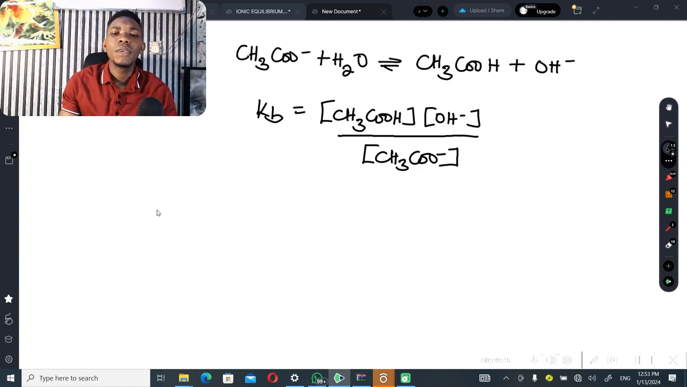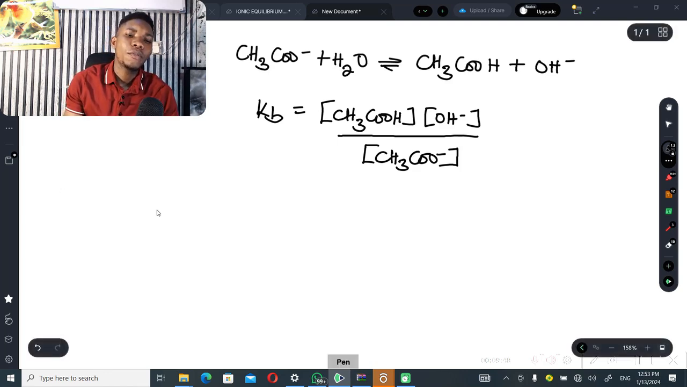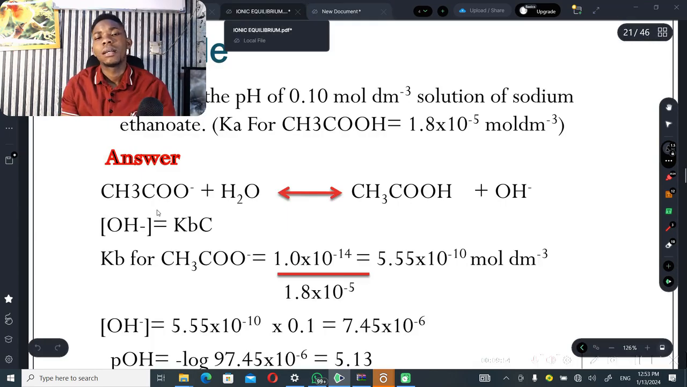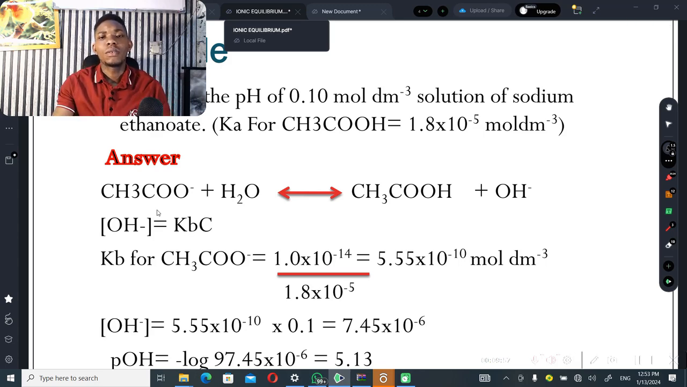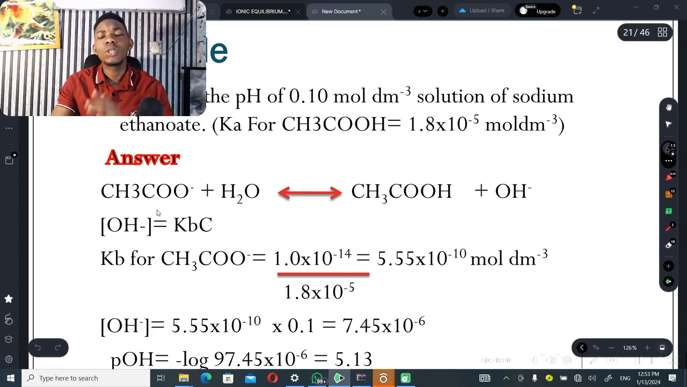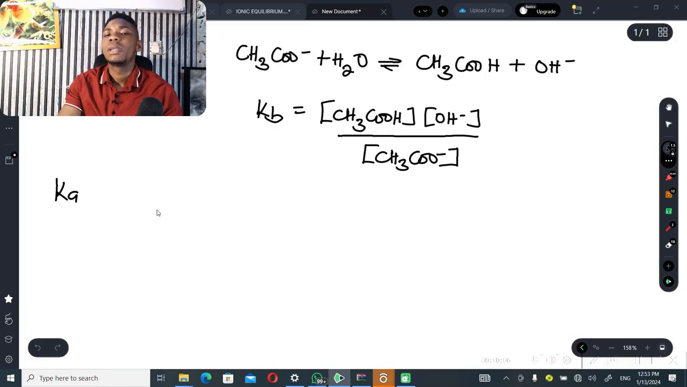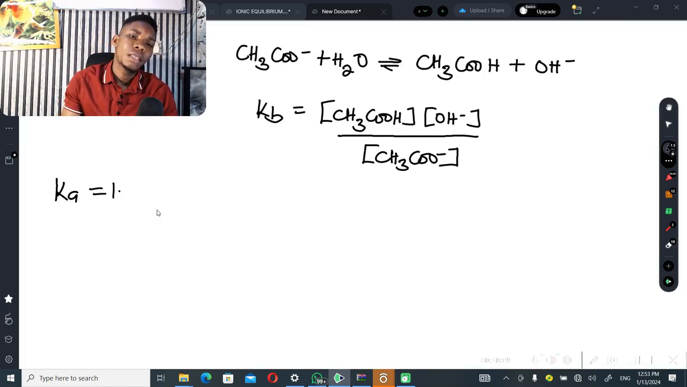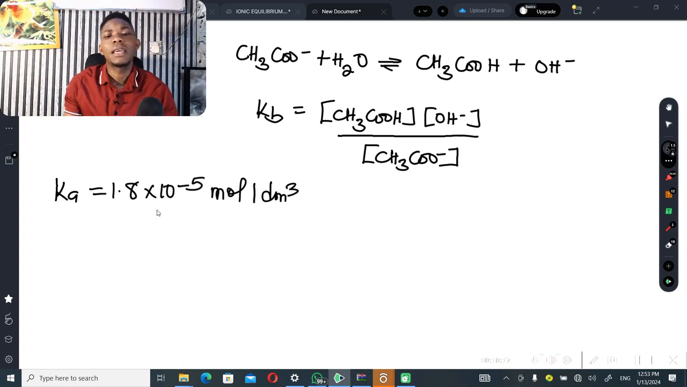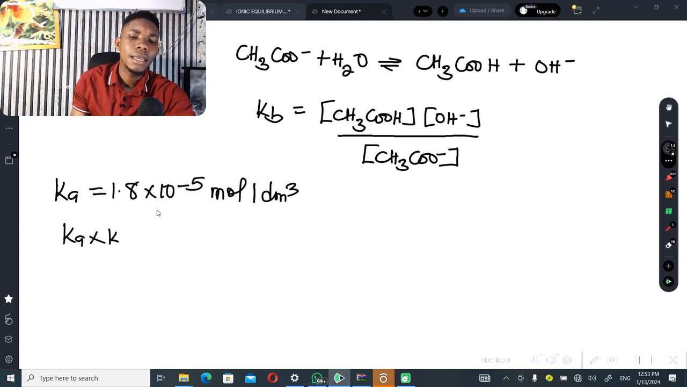All right, but we are not given Kb, but we are given Ka. Ka for acetic acid, you must bring out your parameters like this, was given as 1.8 times 10 raised to the power of minus 5 mole per dm cube. So we must have the value of what? Kb in order for us to solve this question. Now listen, we know that Ka times Kb is equals to Kw.